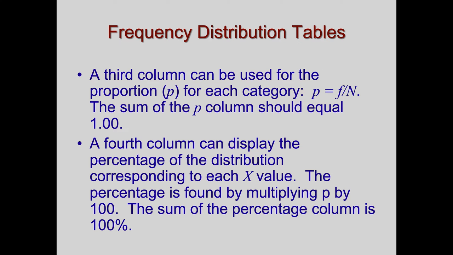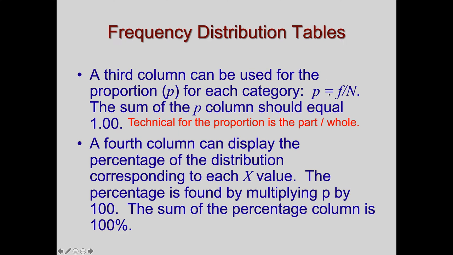So, frequency distribution tables. A little technical talk here, a little math jargon. A third column can be used for the proportion for each category. P is equal to F over N. The sum of the P column should equal 1.0. This is the point in time where many students' heads begin to split. All they're saying here, this is nothing fancy. It's technical math language for the proportion is part over whole. Okay, that's what we have here.